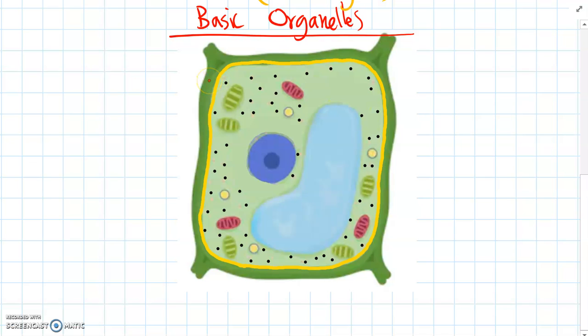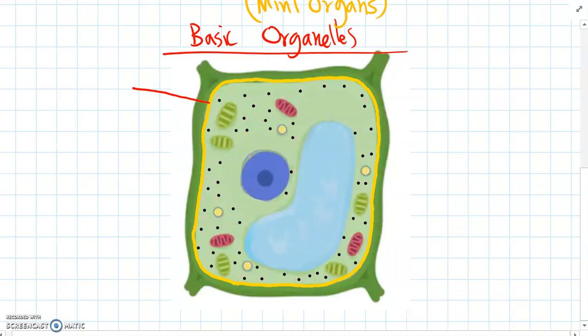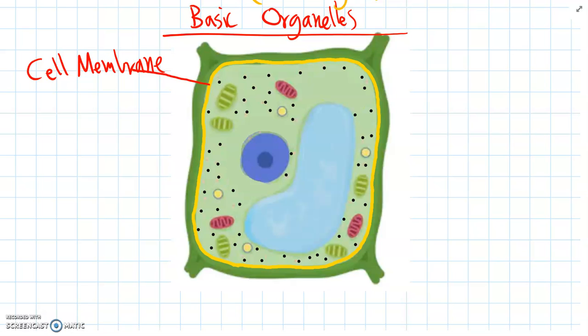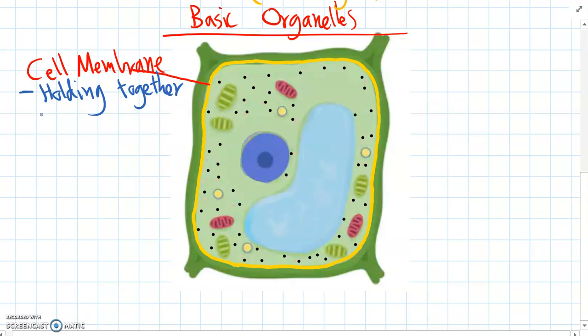So, starting from the outside of the cell, we have this yellow structure here, which is called the cell membrane. And the cell membrane is like the outer layer that holds everything in. We can picture a cell like a bag full of water, and the membrane is like the plastic bag holding everything together. Holding together the cell contents.